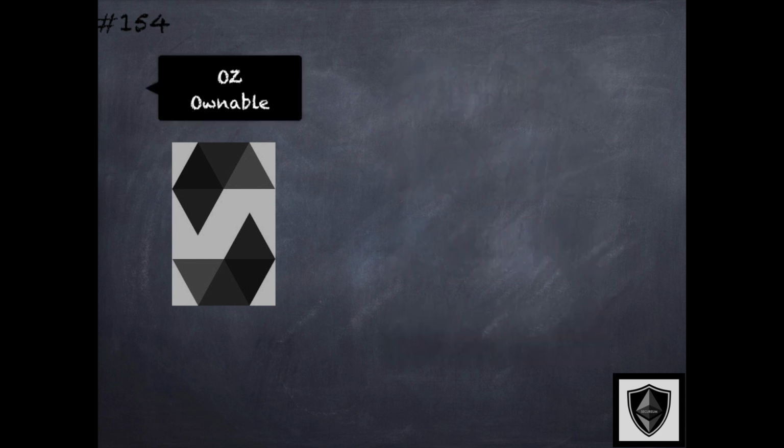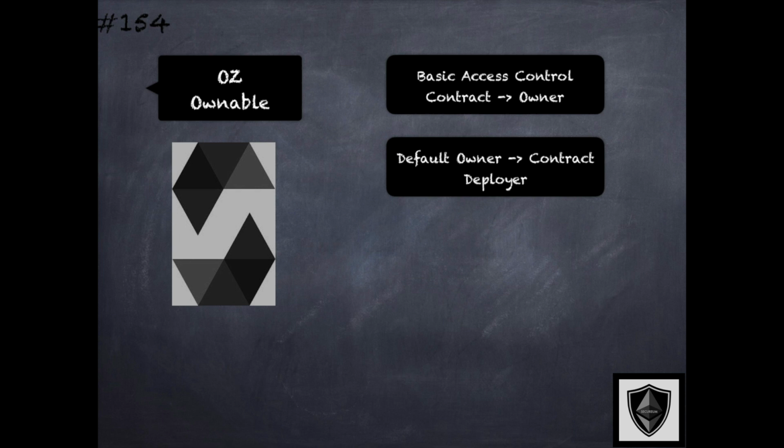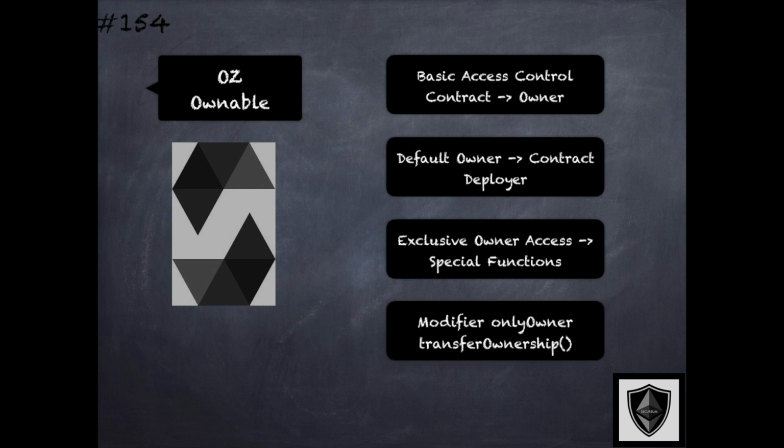The Ownable library of OpenZeppelin allows a smart contract to implement basic access control by introducing the notion of the owner for a particular contract. The default owner is the address that deployed the contract, and this allows the smart contract to implement access control on special or critical functions that modify critical parameters within that contract to only be accessible by this owner address. And this is made possible by the modifier onlyOwner within this library.